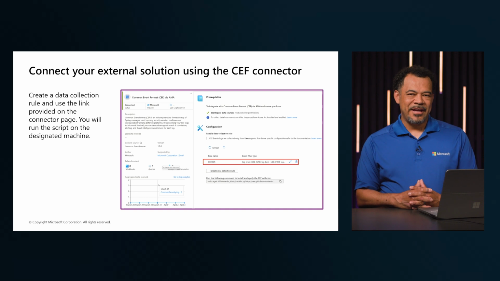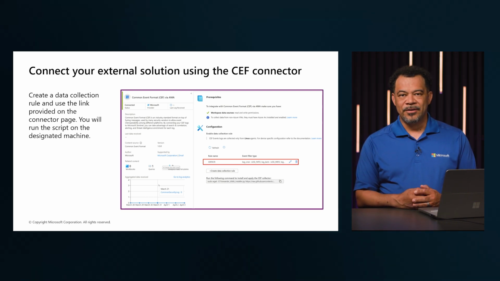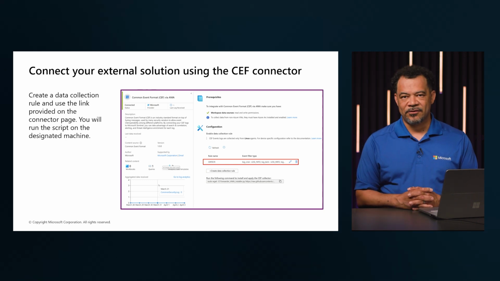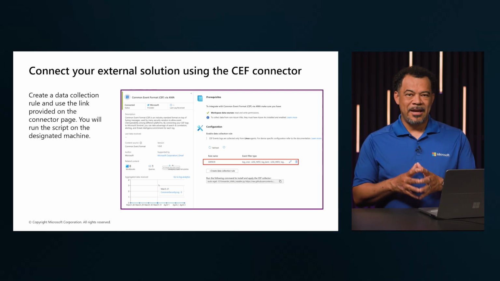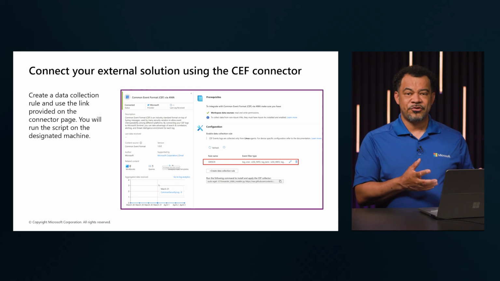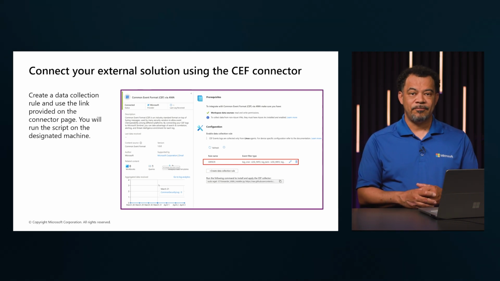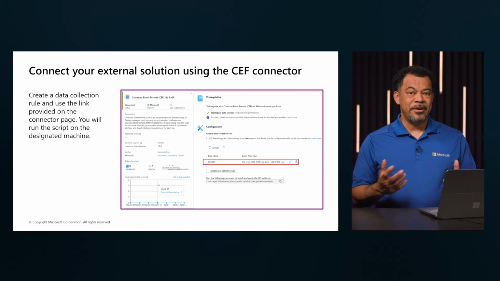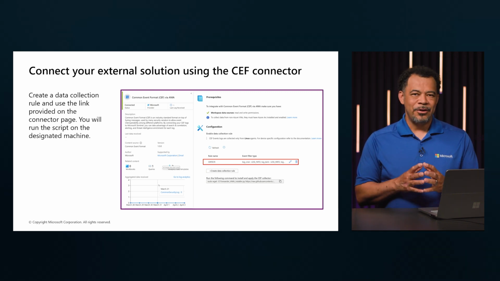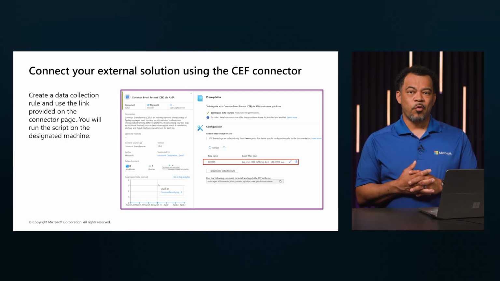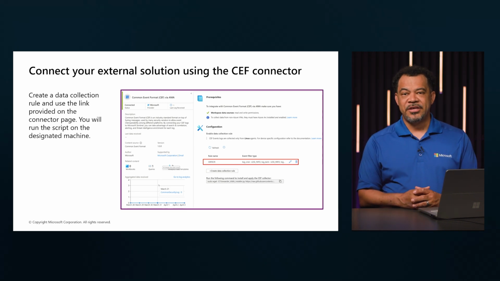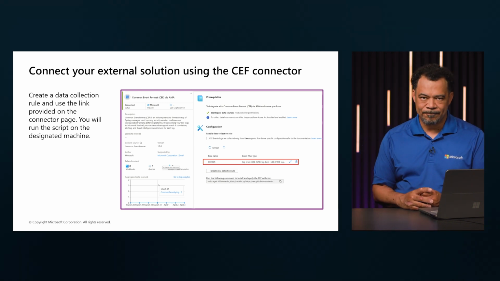You need to designate and configure a Linux machine to forward the logs from your solution to your Microsoft Sentinel workspace. This machine can be a physical or a virtual machine on-premise if you want. It can be an Azure VM or another VM in another cloud. Using the link provided, you will run a script on the designated machine that performs the following tasks.